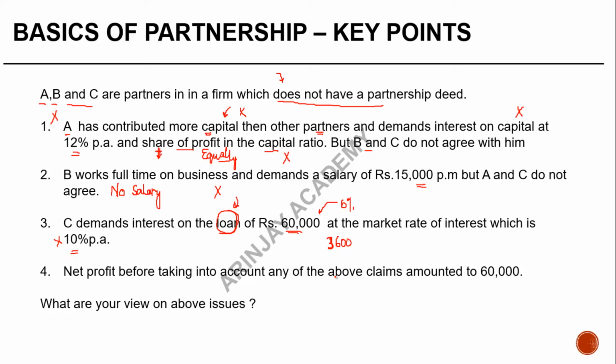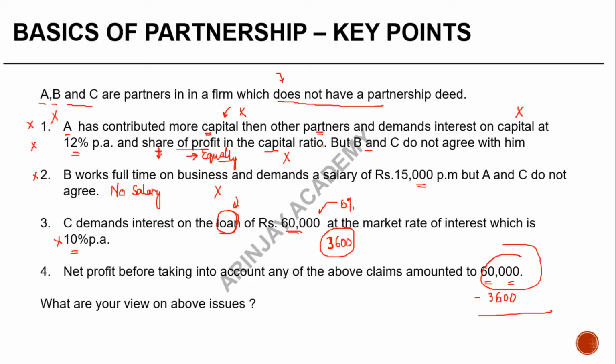Net profit before taking into account any of the above claims amounts to 60,000. Now, I told you that the profit has to be shared equally, right? But is it that the profit which is to be shared is 60,000? The answer to that will be no. The profit which has to be shared is the net profit. Even though there is no interest on capital to be paid, and no salary to be given to B, there is an interest of 3,600 which is to be given to C on his loan. Therefore, before arriving at the profit which has to be distributed equally, you need to reduce this amount. Not only this amount, any other amount which might be legitimately deductible has to be deducted, and whatever number is left after this is to be shared equally amongst all the partners.